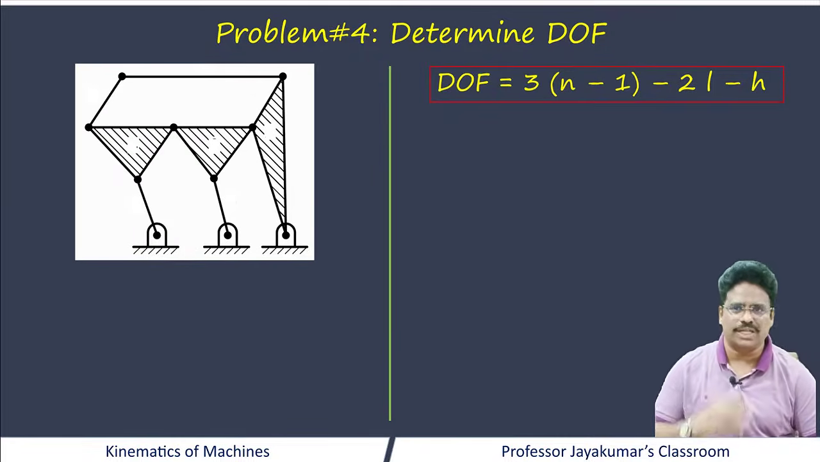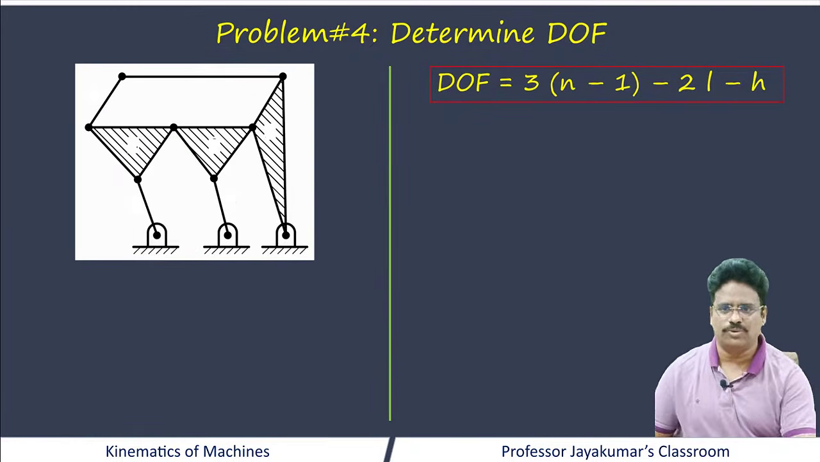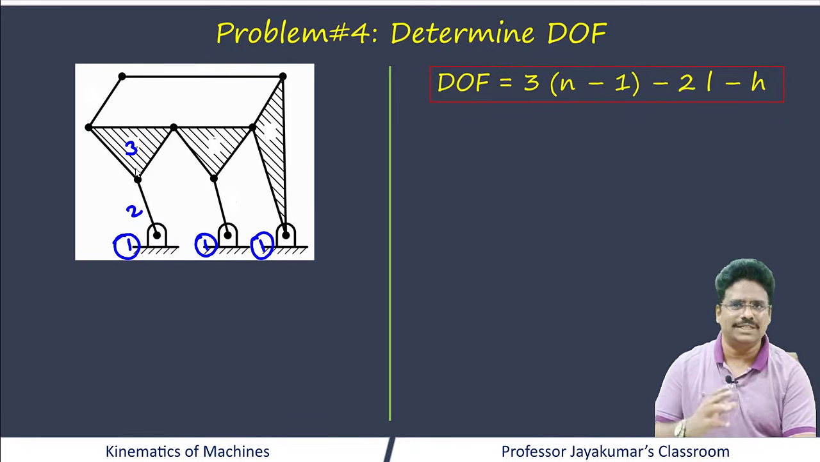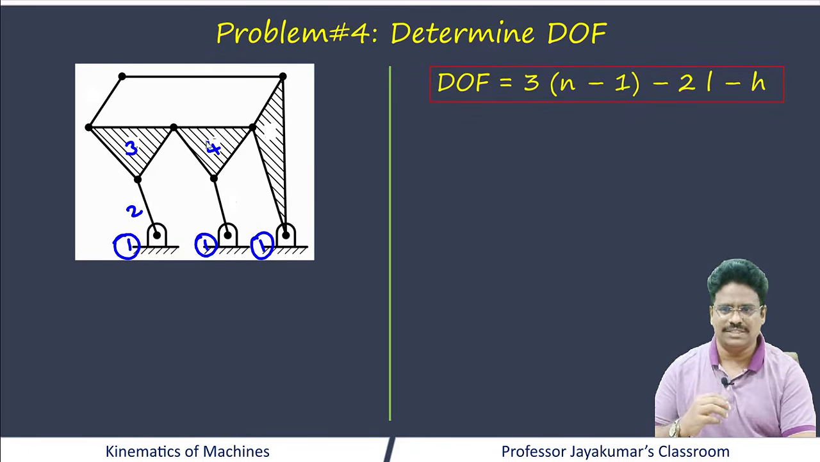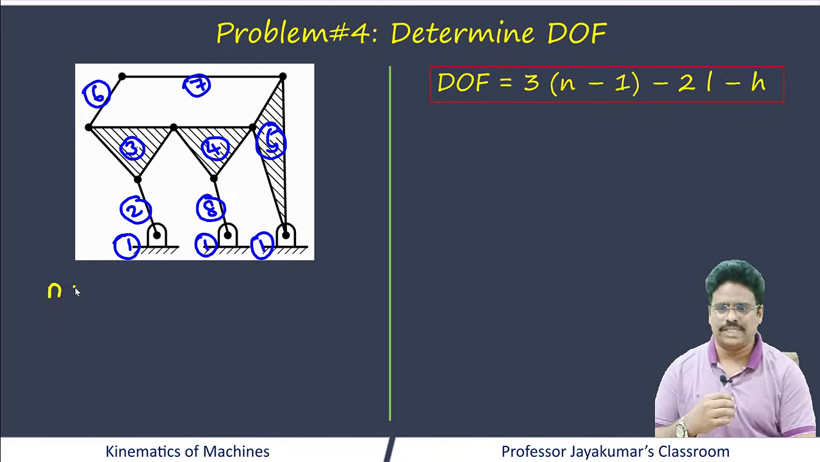The same way we can do problem number 4. First naming: all fixed links are 1, 2. This is a ternary link, ternary link, ternary link, 6. This one 7. We have one more here, 8. N is equal to 8.